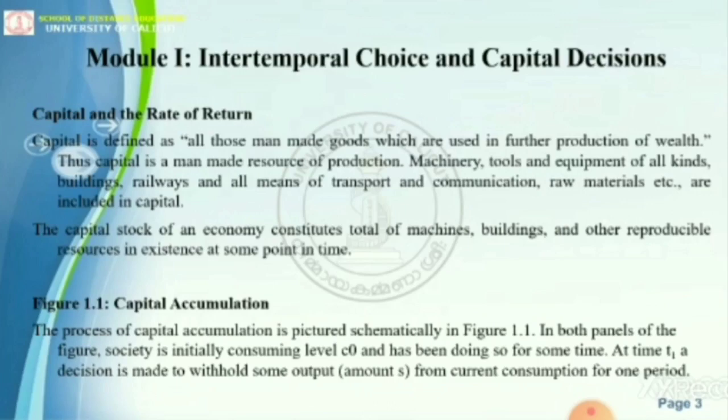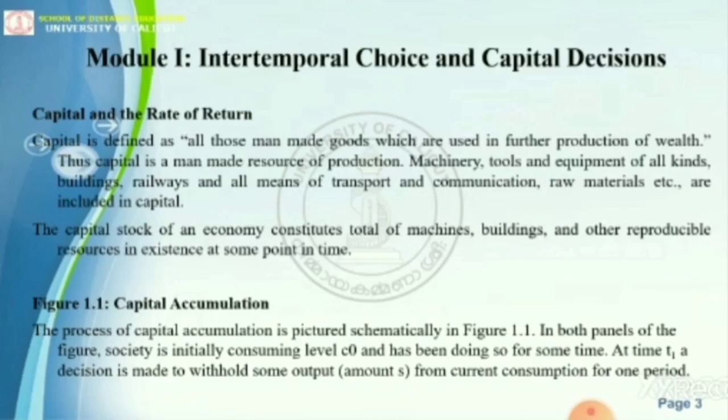Thus, capital is a man-made resource of production: machinery, tools, and equipment of all kinds, buildings, railways, and all means of transport and communication, raw materials, etc. These are included in capital. The capital stock of an economy constitutes the total of machines, buildings, and other reproducible resources in existence at some point in time. So capital means the man-made resource of production. That is capital. And what is capital accumulation?